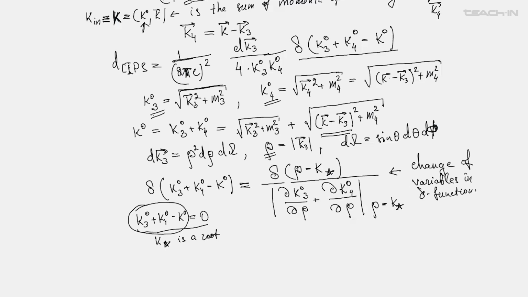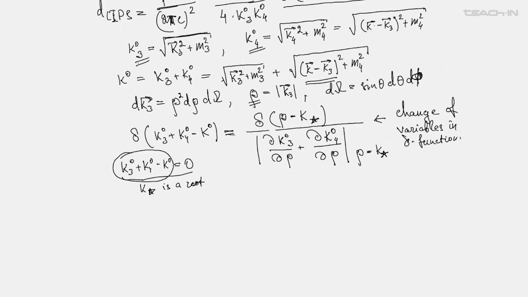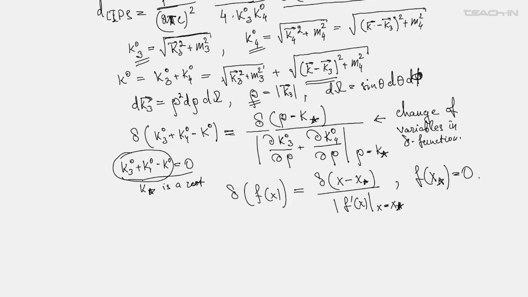So what I'm applying here is the following change of variables. The delta function of any function f of x is given by the delta function x minus, say, x star, divided by the modulus of f prime of x at x equals x star, where x star solves an equation, is the root of this equation, f of x star is equal to 0. That's the standard formula for the change of variables in the delta function.